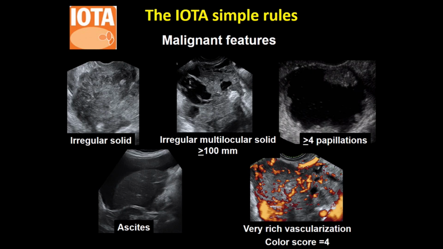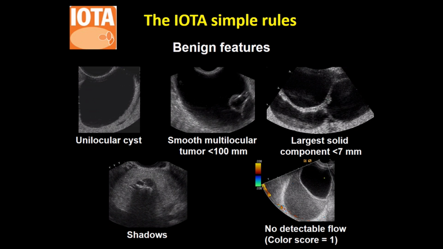So these are the 5 malignant ultrasound features: irregular solid tumor, irregular multilocular solid tumor with the largest diameter of at least 100 millimeters, at least 4 papillary projections, ascites, and very rich vascularization on color Doppler.